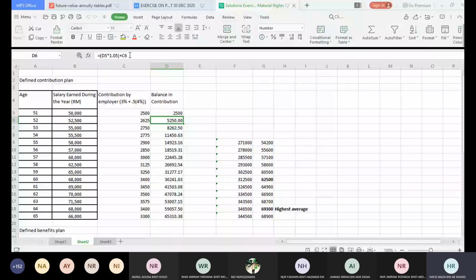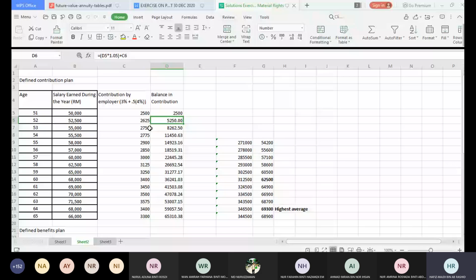This is the portion of the employer. Then you can just continuously work out the contribution by the employer. Whatever balance in the second year, you could invest, and that could also give another return of 5%. Okay, so that is how you do it.